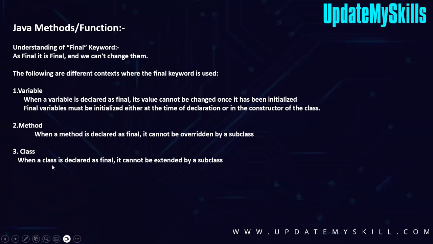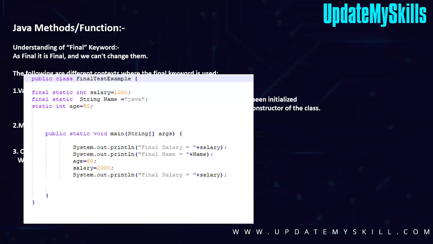Same thing with a class. When a class is defined as final, it is not possible to create a subclass for it. I will talk about the subclass concept in the next slides. But if you define a final class A, you cannot change it. Suppose you say final static int salary is equal to 1000. Final static String name is equal to Java.